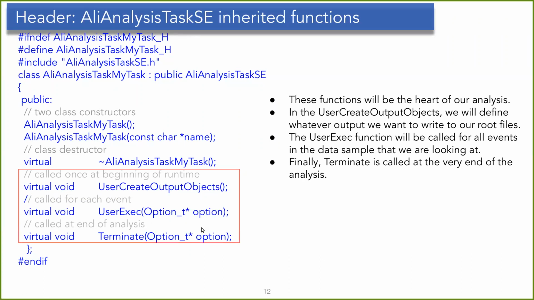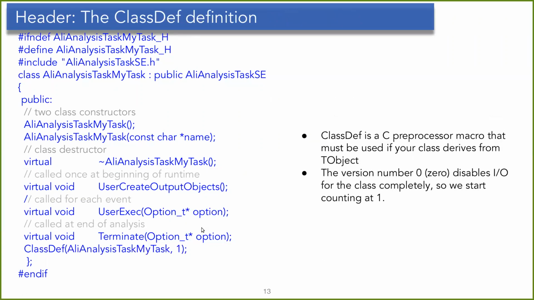Now there is another line you need to add in your header file, that is the ClassDef. I will not go into the details of what this ClassDef is. Just for your information, this ClassDef is a C preprocessor macro that is always used when your class is derived from some TObject. For example, here this AliAnalysisTask is a TObject. So when you derive your class from this AliAnalysisTask, we need to define this ClassDef.